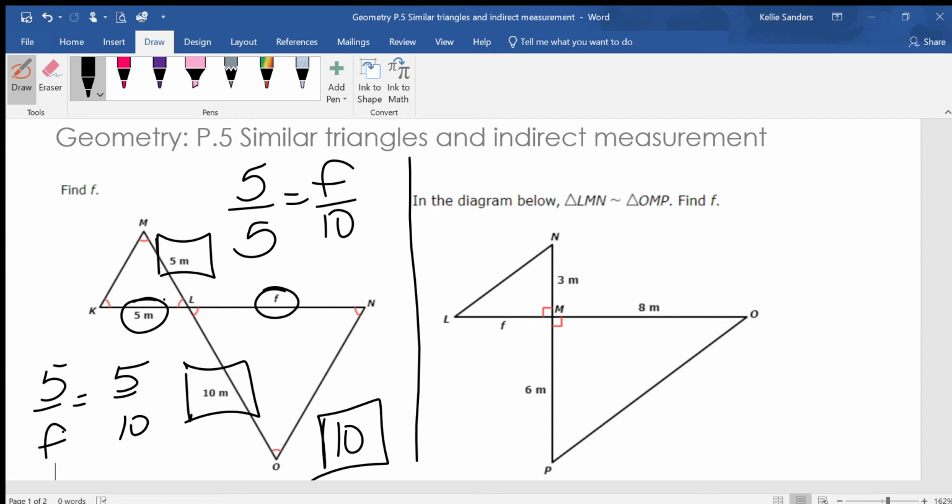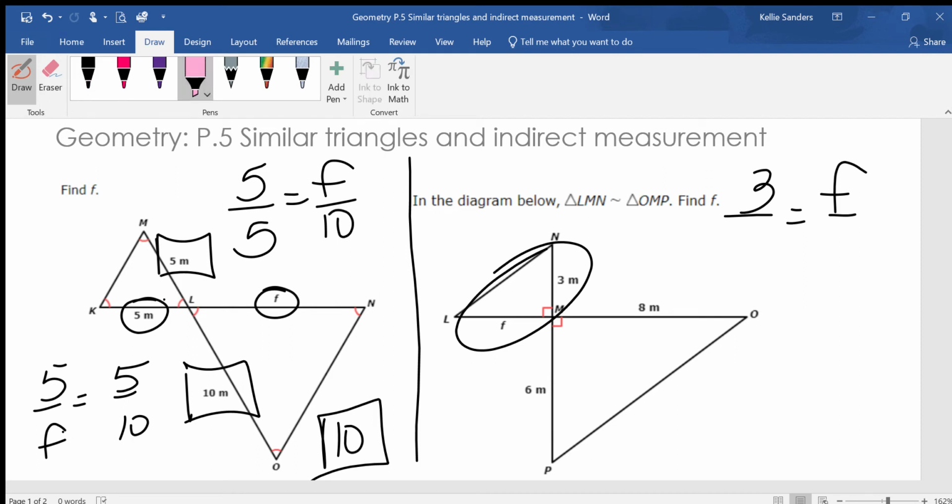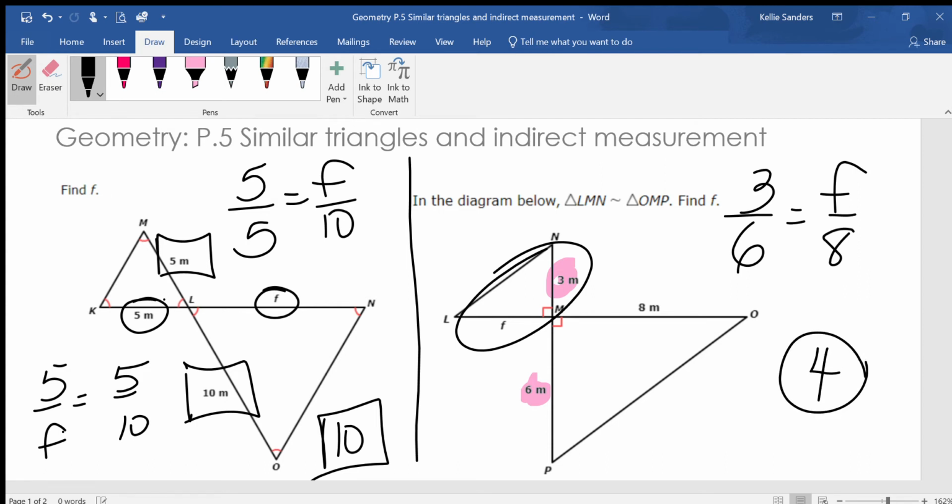Here we are. So 3 and F, because they're on the same triangle. 3 and 6 go together because they come from the same line. So 8 is going to go under F because they come from the same line. Cross multiply and divide, or 4, because 3 over 6 is 1/2, so this has to be 1/2. So 4 over 8 would be 1/2.